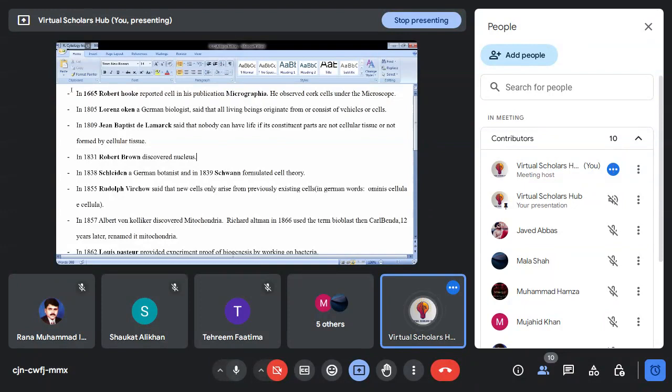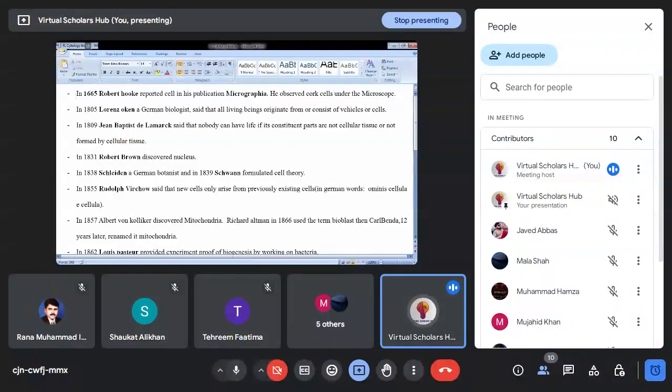Let me start. Bismillahirrahmanirrahim. In 1665, Robert Hooke reported cell in his famous publication Micrographia. You have to remember here three things. Number one is the year 1665. Number two is the scientist who first of all observed cell was Robert Hooke. Number three, the name of the publication was Micrographia, and he observed cork cells under his microscope.